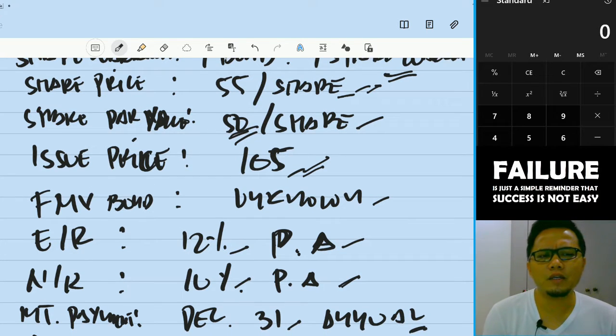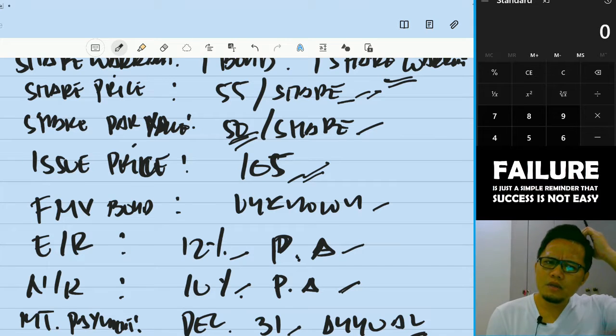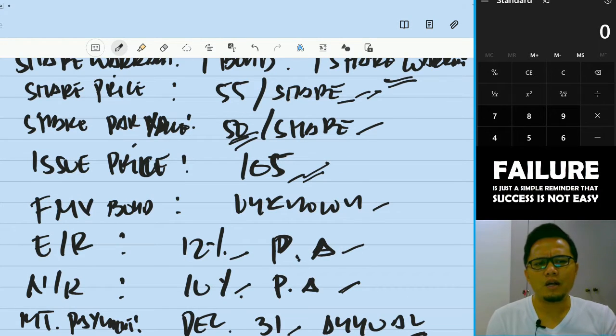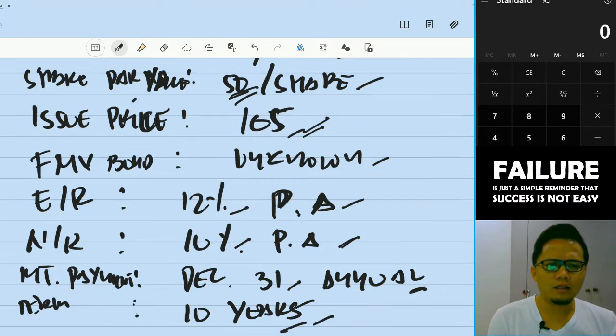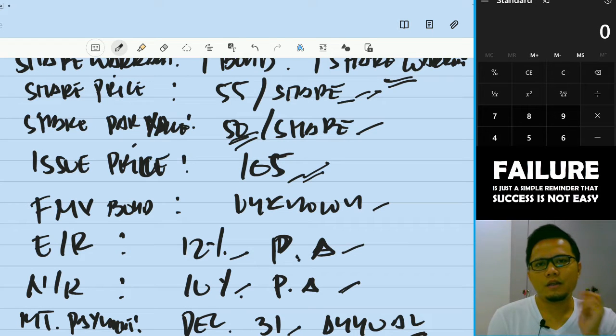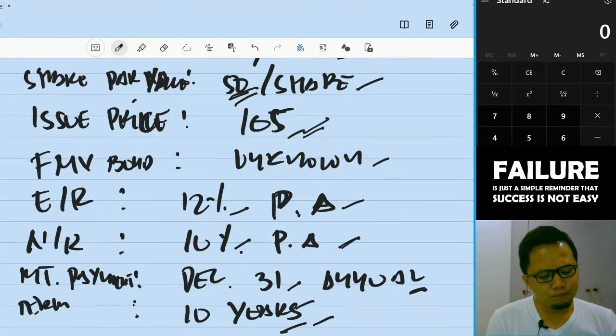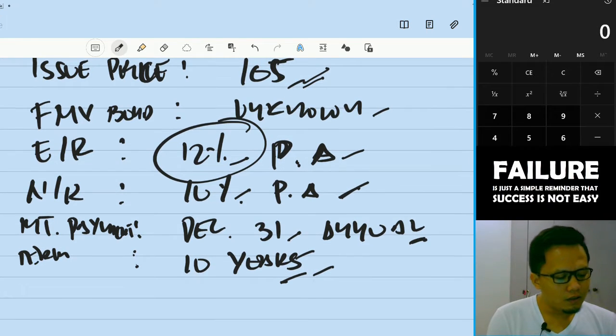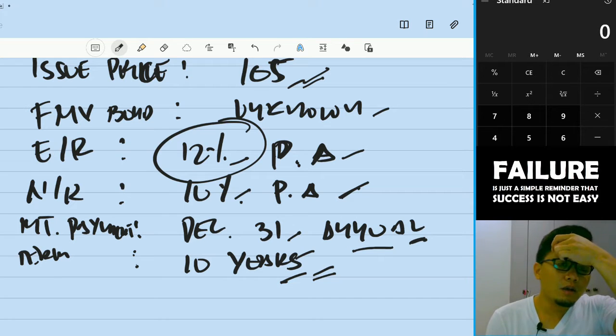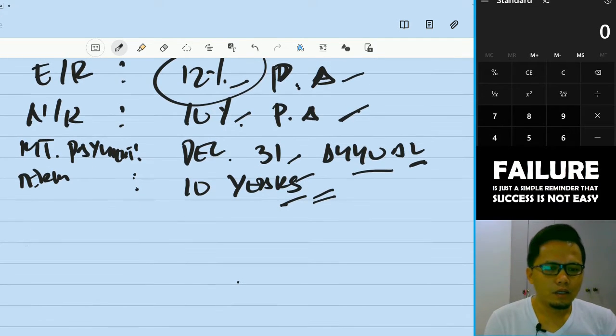So again, the concept is, if the fair market value is unknown, we will use the present value of the bond, using the effective rate. In this particular example, let's say the effective rate is 12%, while the nominal rate is 10%. The term is 10 years, with interest payment annually at December 31.